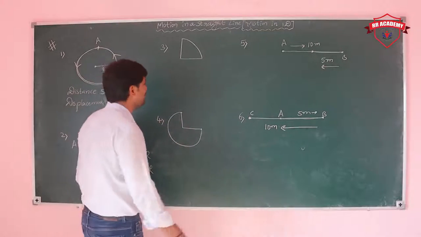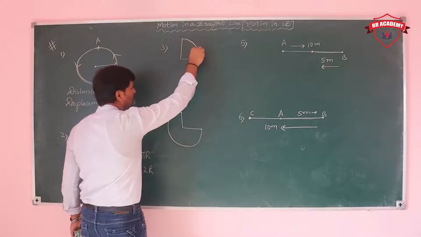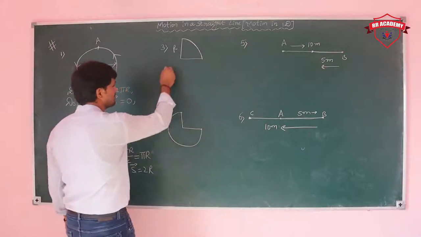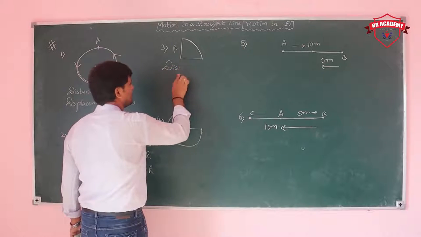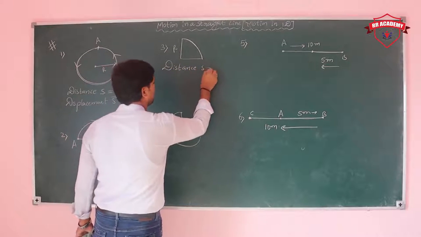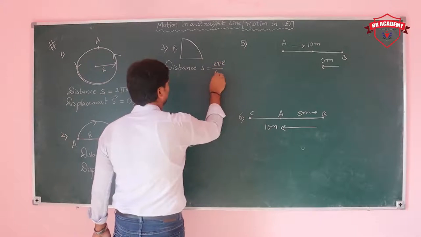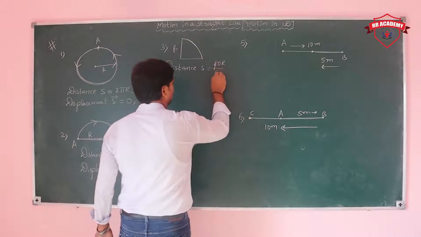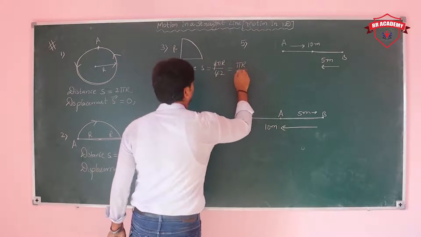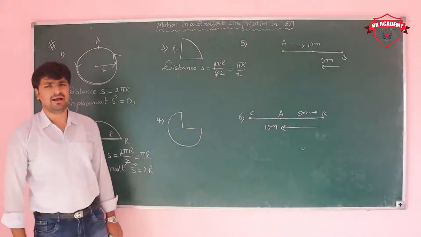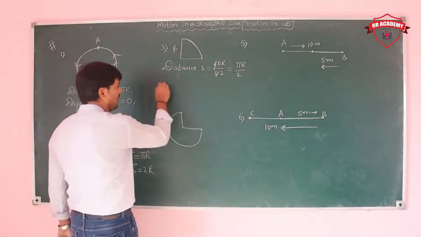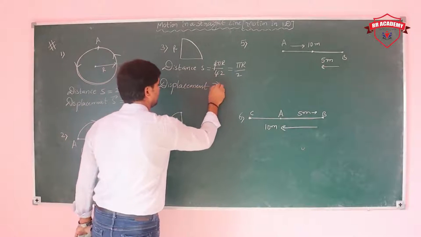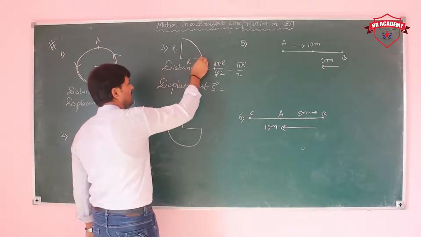Let's move to one more. Here the particle traveled 1/4 of the circumference, and the radius is R only. What is the distance here? The distance is 2 pi r by 4, because it is 1/4 of the circumference of the circle. So the answer is pi r by 2. Pi r by 2 is the distance. Then what about the displacement? See here, this is R and this is also R.